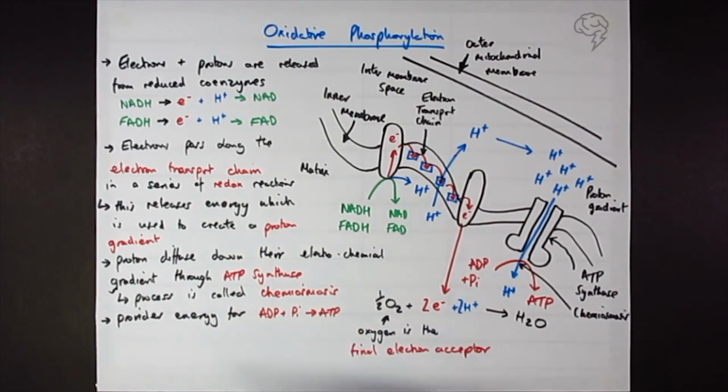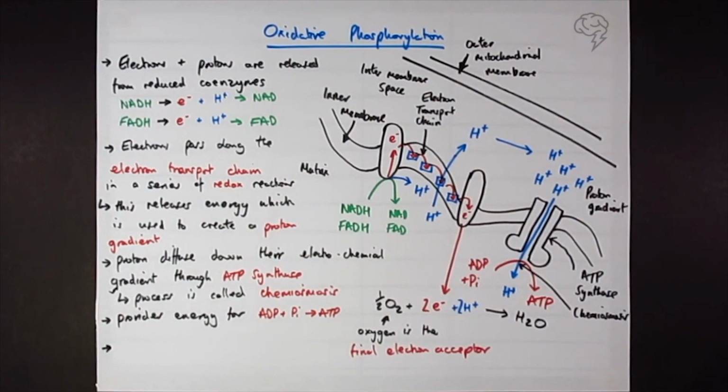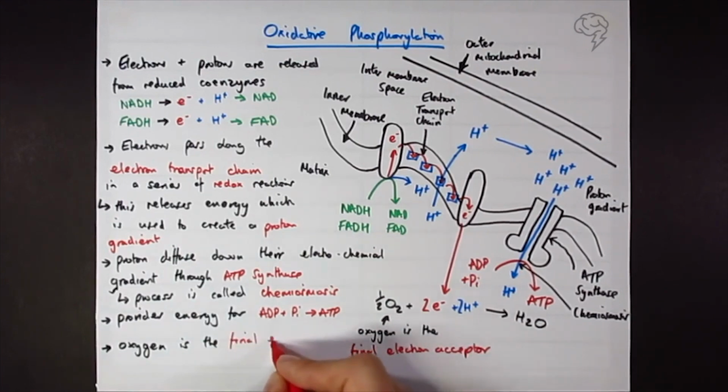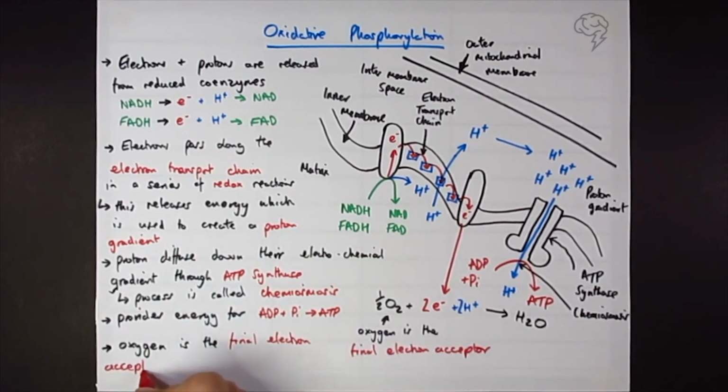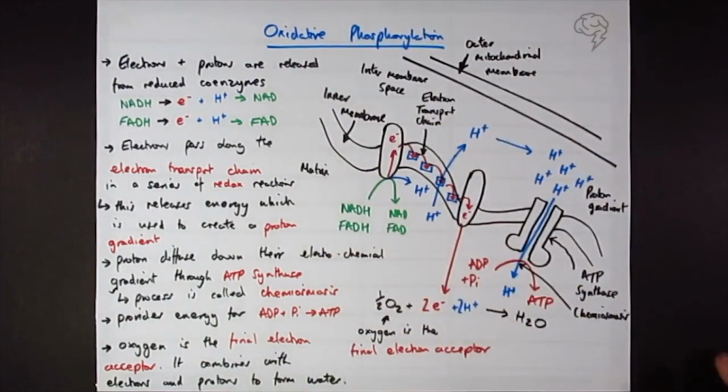And then finally, we need to mention the oxygen that allows it all to continue. It is oxidative phosphorylation. Oxygen is the final electron acceptor. It combines with electrons and protons to form water. So that is it. This is how we make nearly all of our ATP, oxidative phosphorylation.